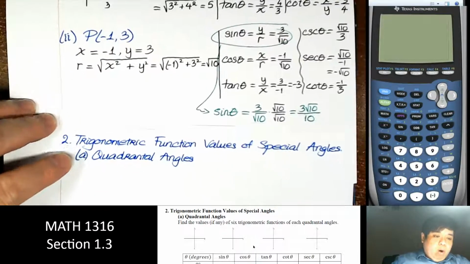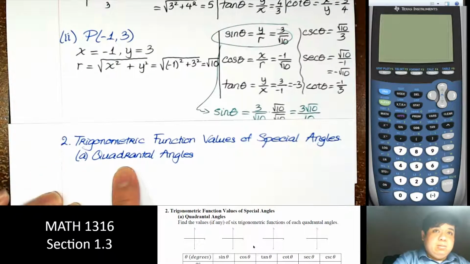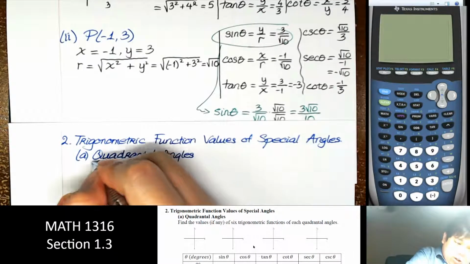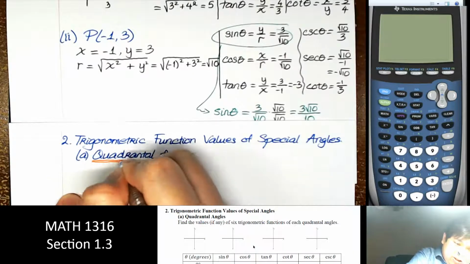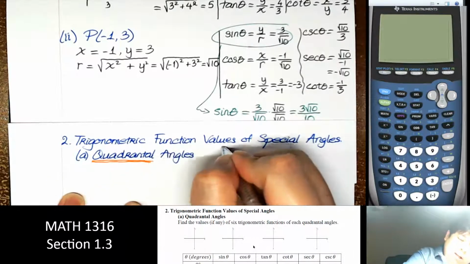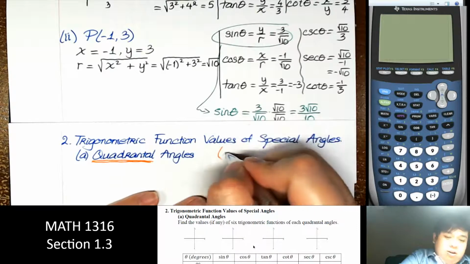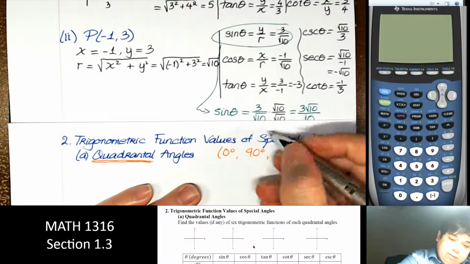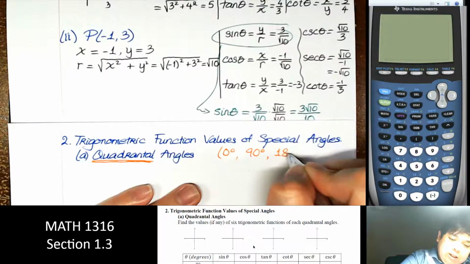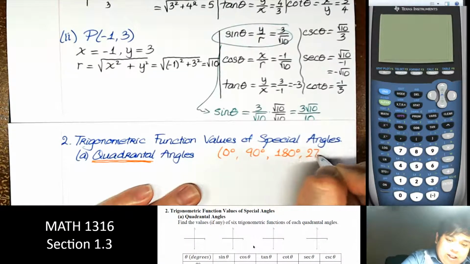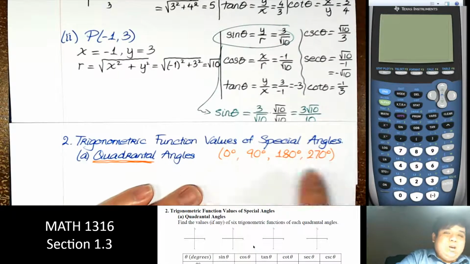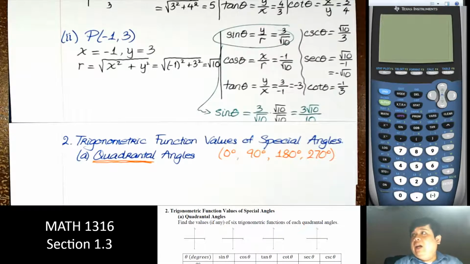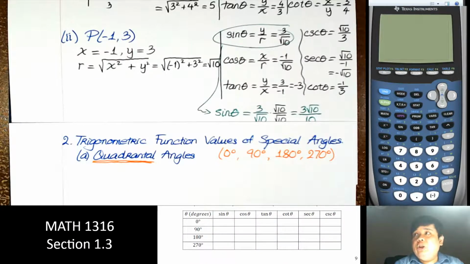By quadrantal, I mean that the angle lies on the x or the y axis. Let me specify it here. Quadrantal angles are 0, 90, 180, or 270. Also 360, which goes back to 0. So those are the quadrantal angles, and we're going to find the trig values for them.